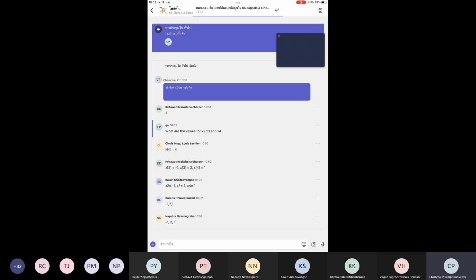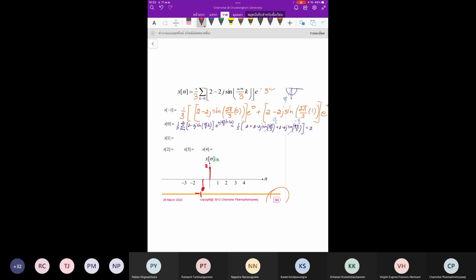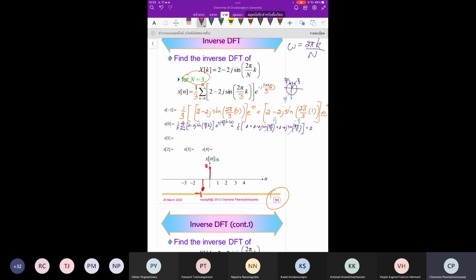So basically, we're going to have it like this: negative 1, 2, and 1, repeated. So you can see what happened. Can you guess? X negative 2 would be 1, X3 would be 2, and X negative 4 would be negative 1. You can see that it is periodic.